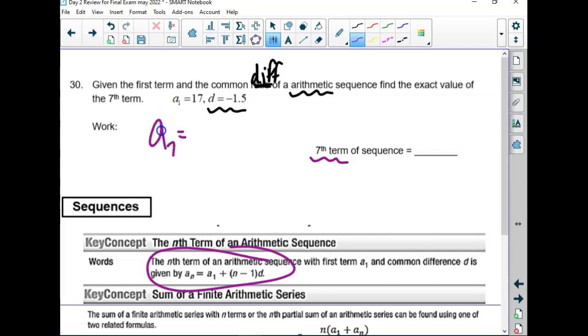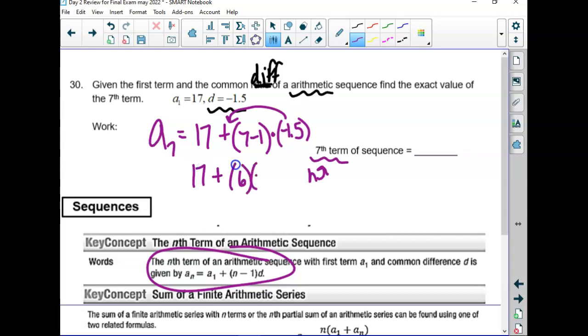A sub 7 would equal the first term of 17, plus if you're finding the 7th term, n is 7, so you'd have 7 minus 1 times the difference of -1.5, which I would have put out here, but it doesn't matter. This would be 17 plus 6 times -1.5, which is 17 minus 9, I think. Did everybody type it?